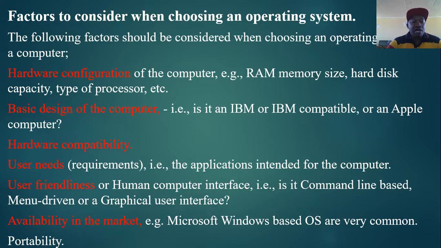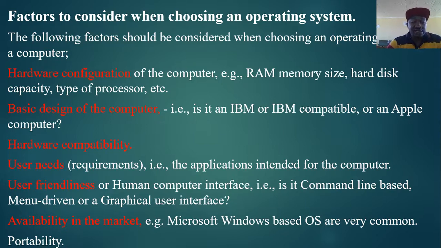Then we talk about hardware compatibility. Compatibility means the ability of a gadget to work with other gadgets. Like for example, you can use a Dell mouse in a Lenovo computer. That is the compatibility. If your operating system supports compatibility, then that is the best.